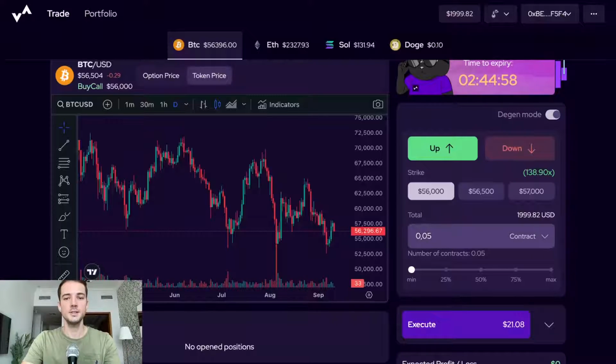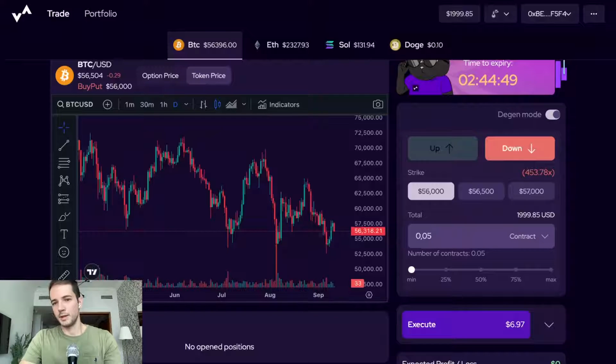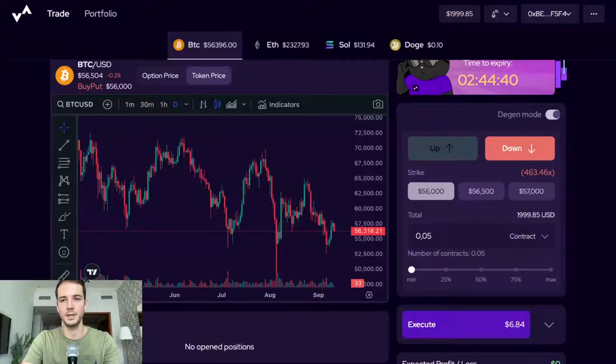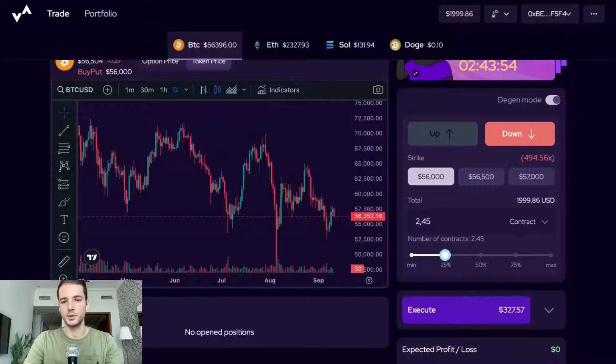And let's assume we think the price will go down because we already see a small red candle here. So the next question would be, from this level, what is the strike price that will be achieved by then? And I would say it's 56,000. And then we have to decide how many contracts we want to buy. So let's just say we want to execute roughly 25%.